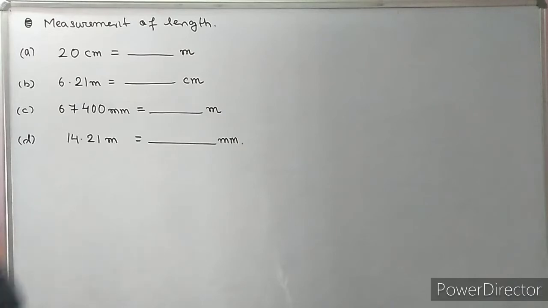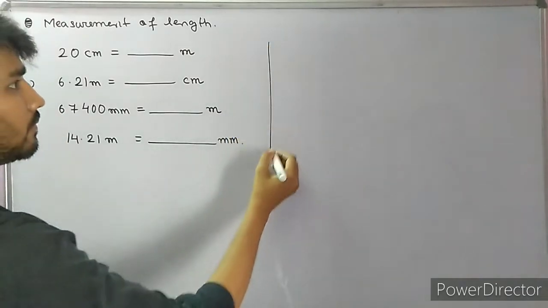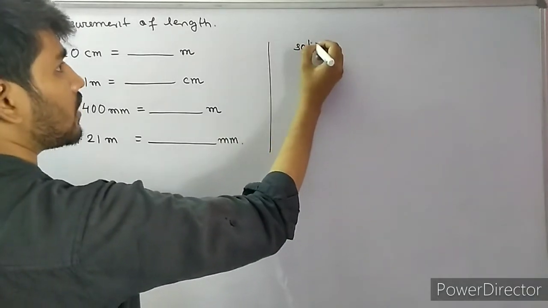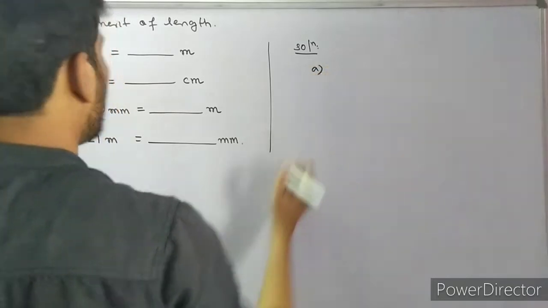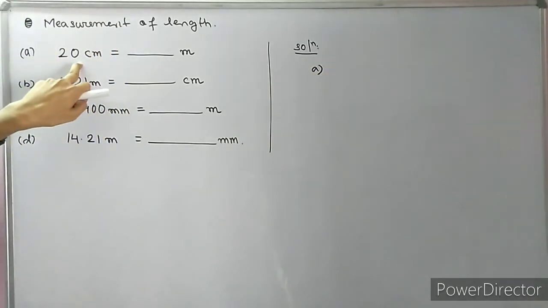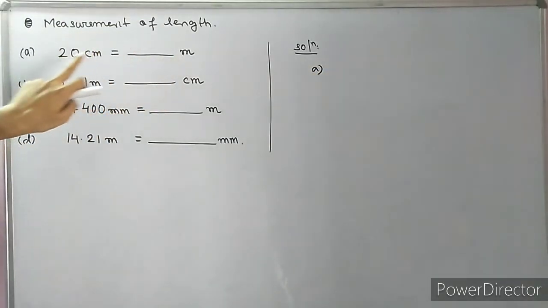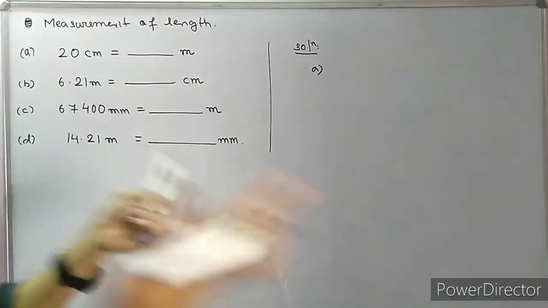Okay, over here we have 4 questions and we'll try to solve them. We'll start one by one. And we know how to write the answer. We write solution. Question A: 20 centimeter we have to convert into meter. 20 centimeter is equals to how much meter?